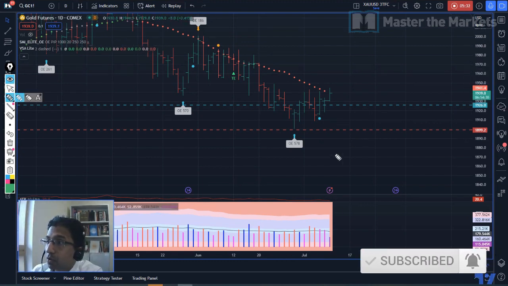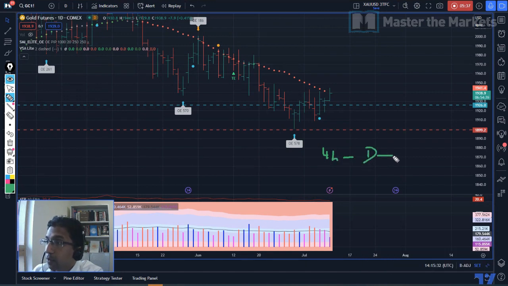This is based on the 4 hour bottom confirm, daily confirm. So I'm going in the right way, right? And so far I got about 12 points of unrealized profit.